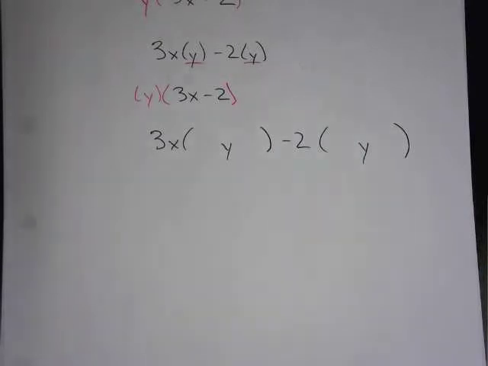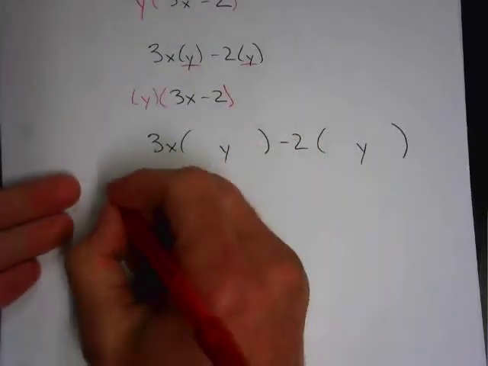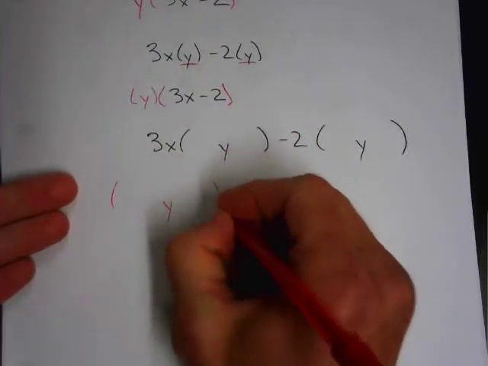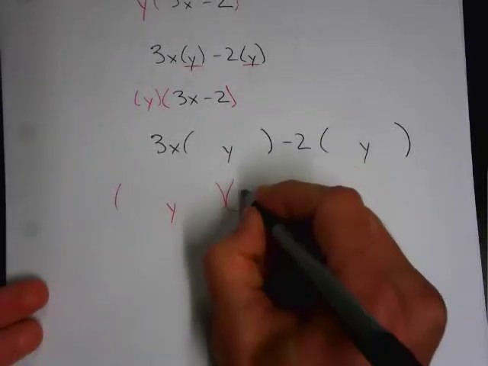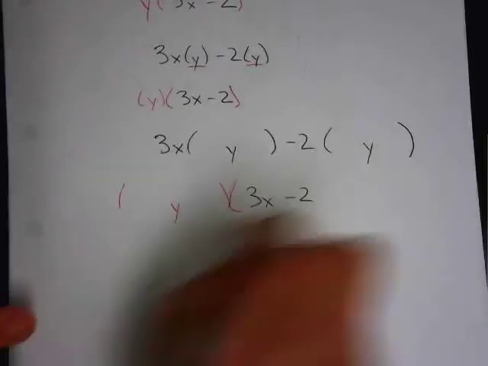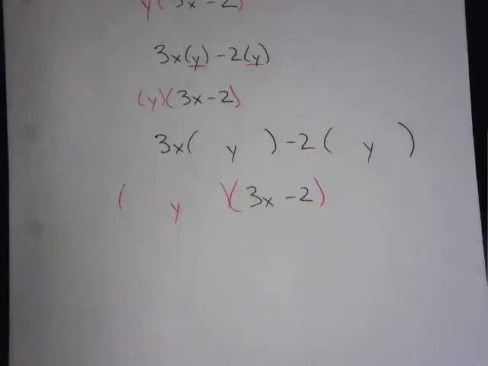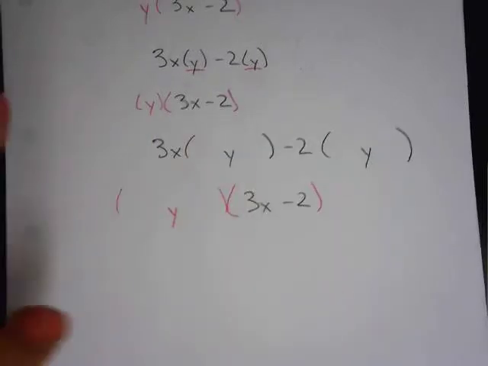So what we're going to do is factor out the y the same way we have done. The y is the greatest common factor, even though it's that crazy looking y. And we're going to express our whole thing as a product. And when we divide out that y from each term, we'll be left with, of course, 3x minus 2. So the process doesn't change. It's just a matter of seeing a greatest common factor that might look a little different.